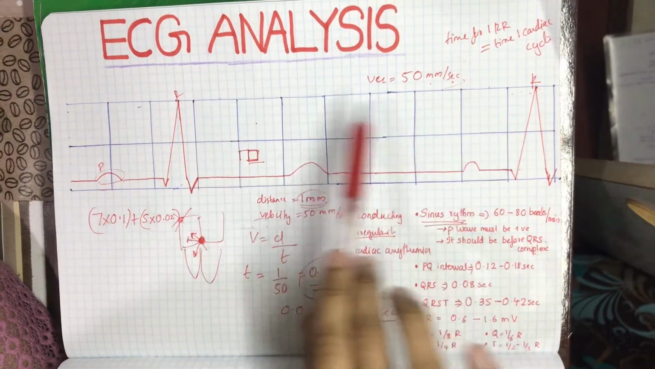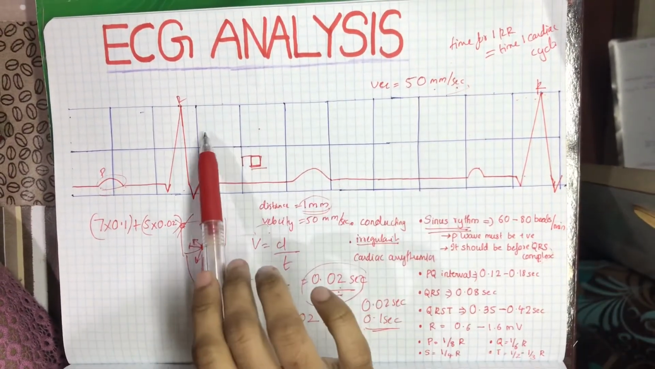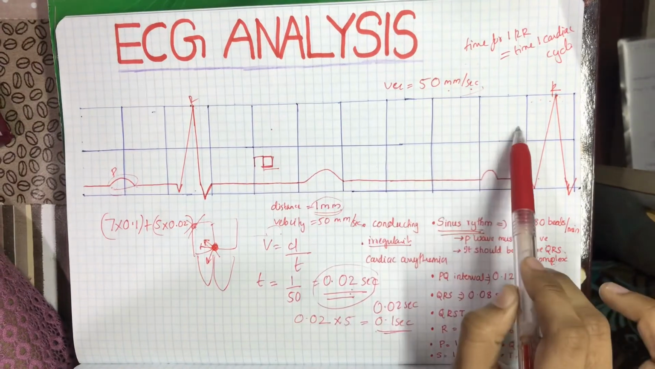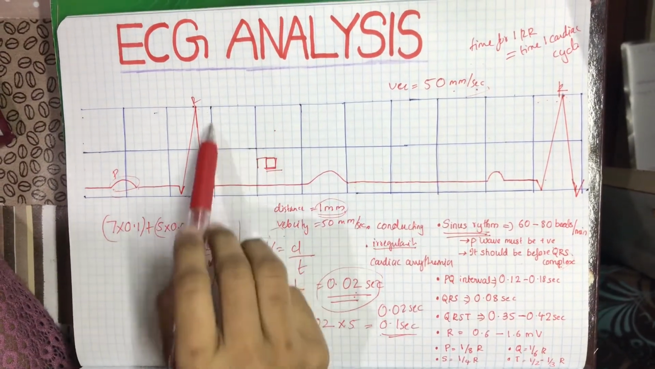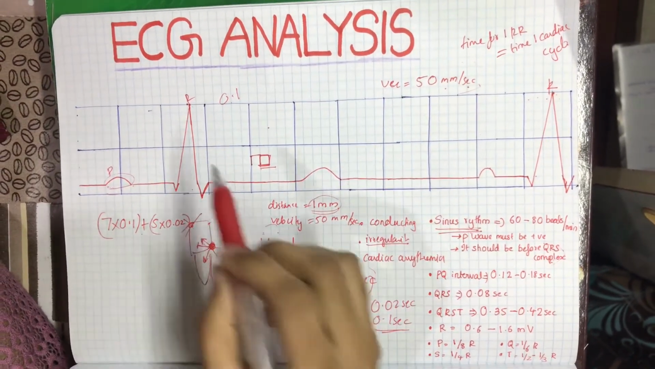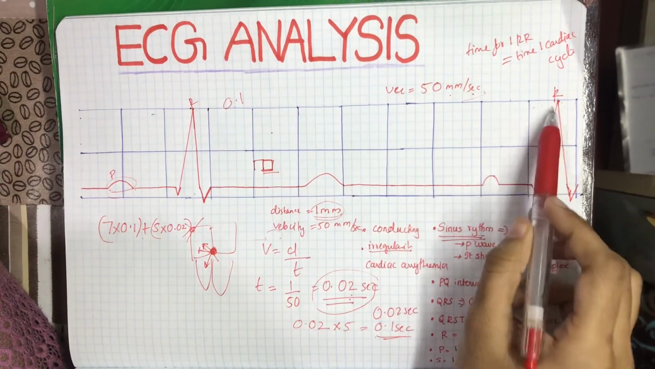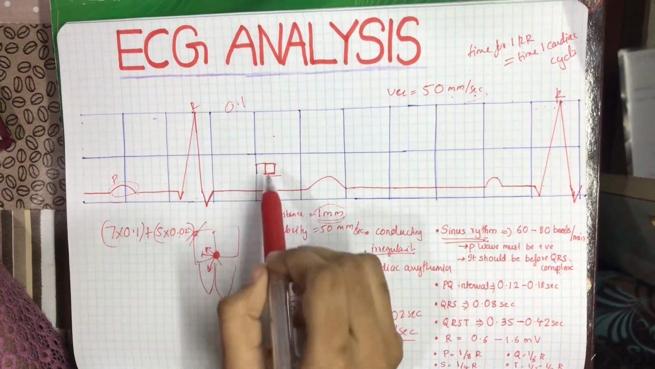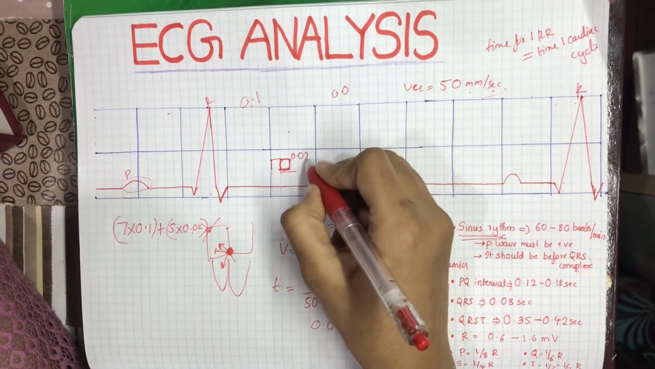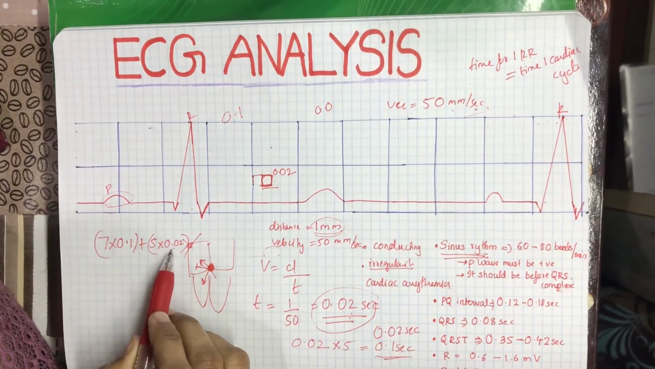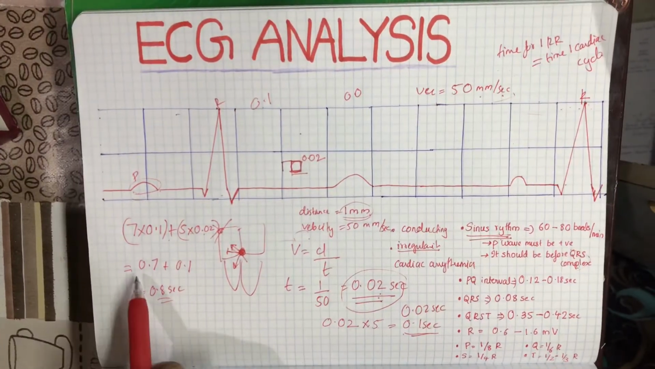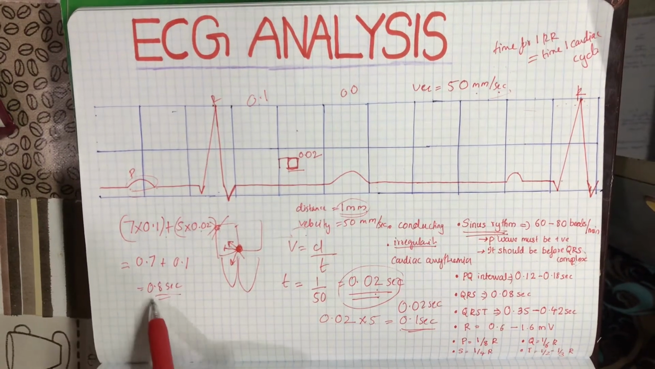We have to count the big boxes first. Let's count the big boxes first: 1, 2, 3, 4, 5, 6, 7. 7 big boxes means 7 into 0.1 second, since one big box is 0.1 second. So 7 into 0.1 plus how many small boxes? 1, 2, 3, 4, 5. 5 into the time for one small box, which is 0.02 second. So it is 5 into 0.02 second. So we got our calculation: 0.7 plus 0.1 would give 0.8 second.